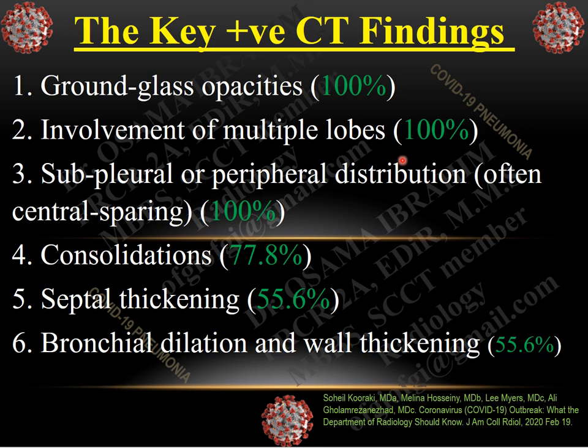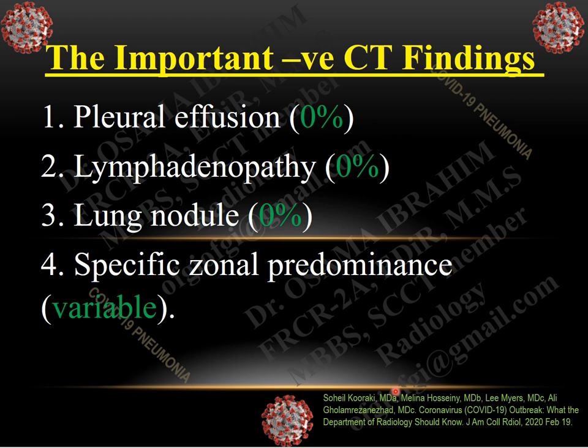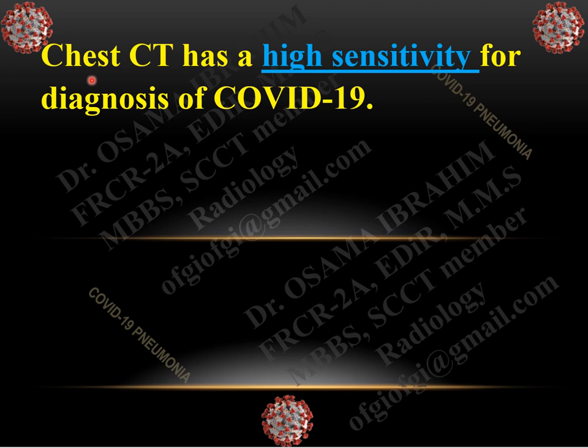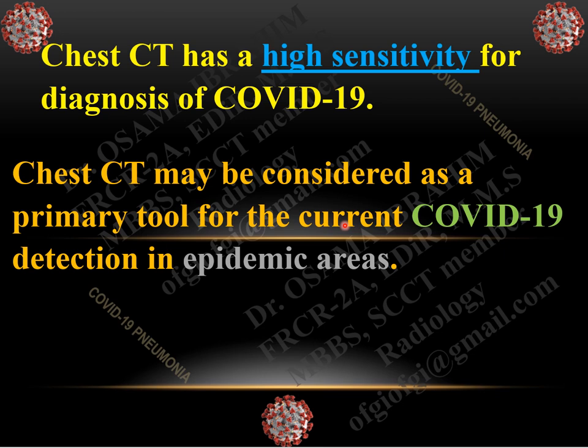Consolidations occur in 75%, 77.8%, septal thickening 55.6%, bronchial dilatation and wall thickening 55.6%. And in the same study, the important negative CT findings show no pleural effusion, lymphadenopathy, lung nodules, or specific zonal predominance. Chest CT has a high sensitivity for the diagnosis of COVID-19, as we see. Chest CT may be considered as a primary tool for current COVID-19 detection in epidemic areas.